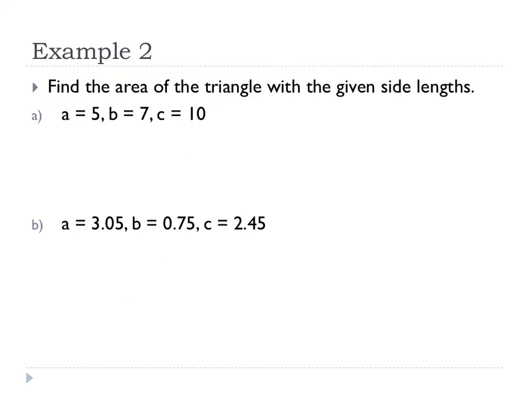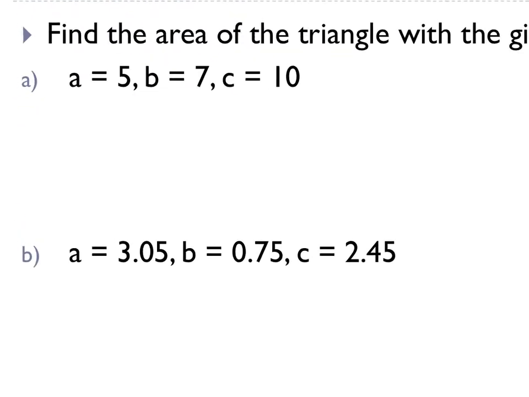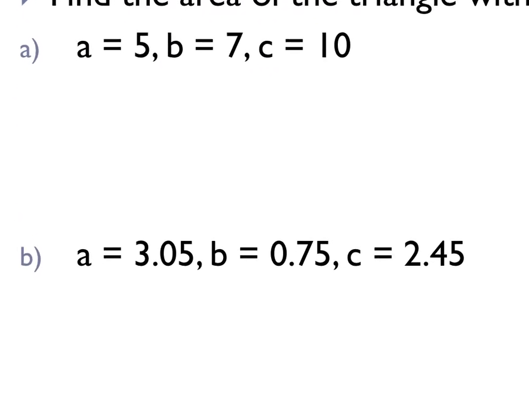All right, so it looks like this. Find the area of the triangle with the given side lengths. A is 5, B is 7, C is 10. So the first thing I'm going to do is find S. 5 plus 7 plus 10 over 2. 22 over 2, which is 11. Holy moly, it's just 11.